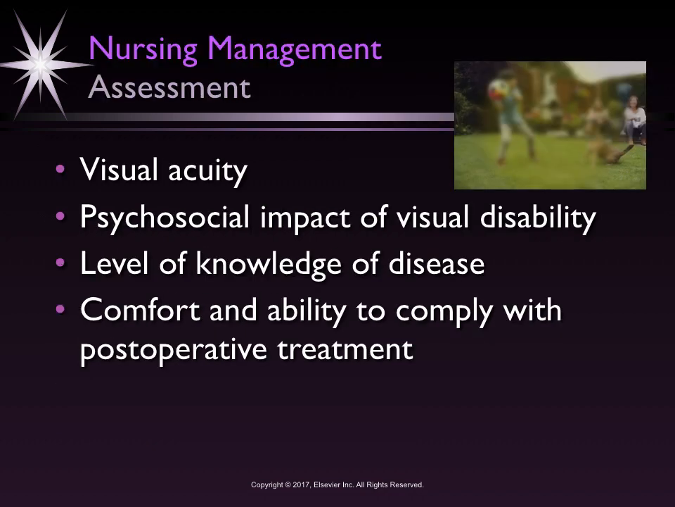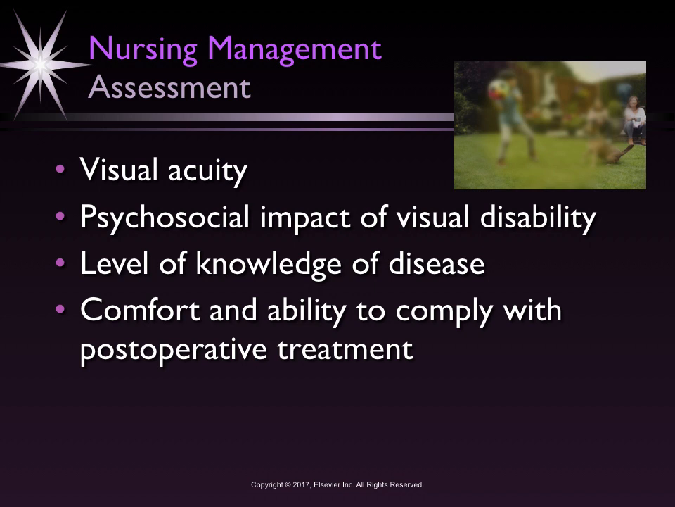So when we look at nursing management, we're going to check visual acuity. This picture obviously is blurred in the middle, and this is what we would see with somebody who has moderate to severe cataracts, and often they don't do cataract surgery until it gets this bad.